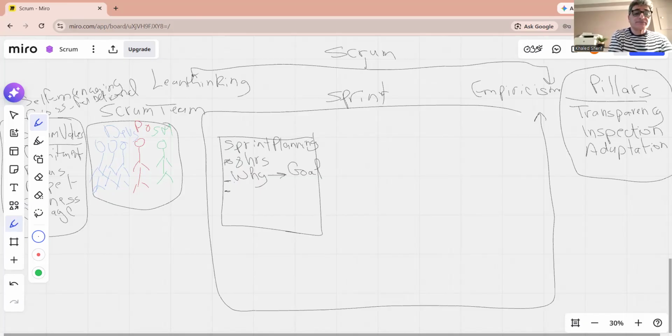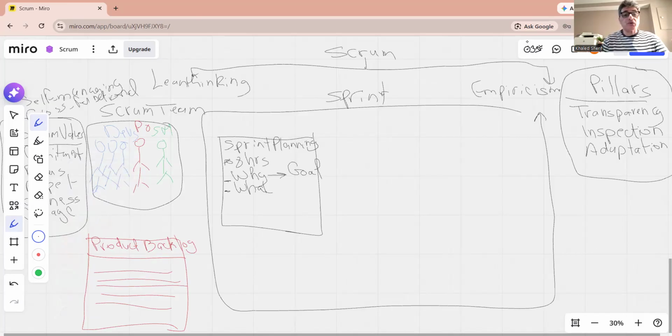The what: the product backlog items that the team should work on to satisfy the sprint goal. So we have a product backlog, which is an ordered list of all the work that needs to be done by the product.